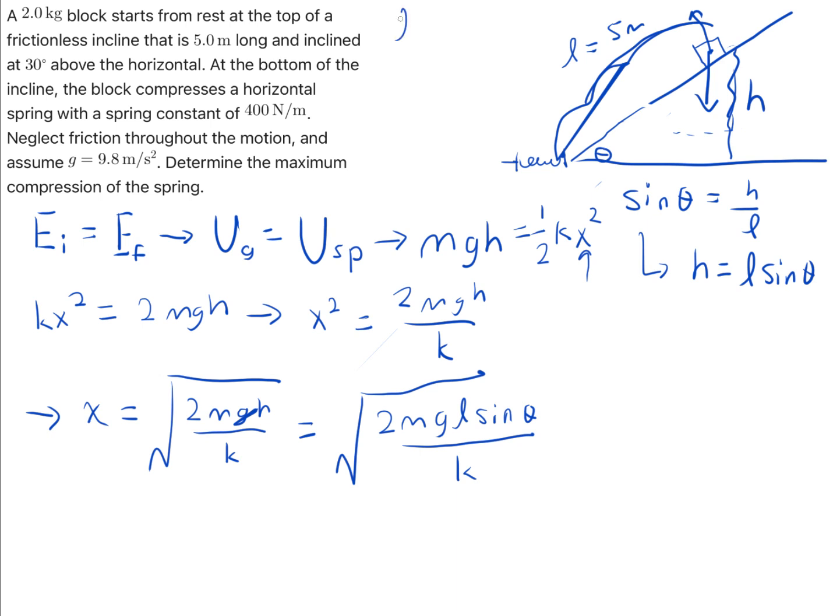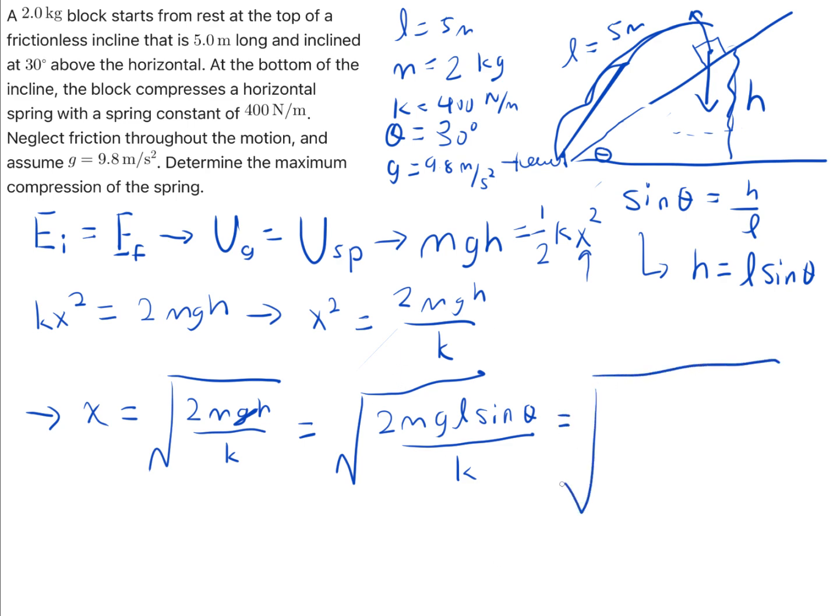So we're given that L equals 5 meters, m equals 2 kilograms, k is 400 newtons per meter, theta is 30 degrees, and g is 9.8 meters per second squared. So now all we need to do is just plug these numbers in.